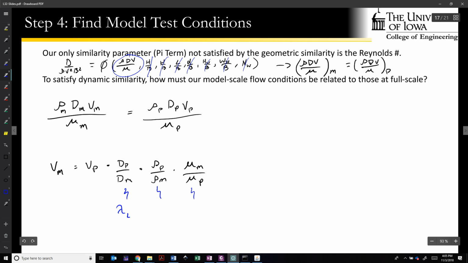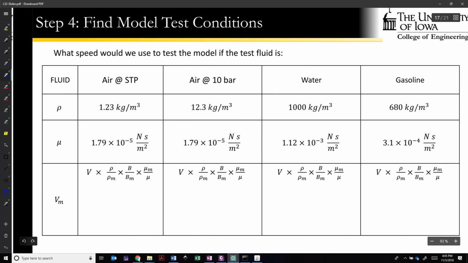And then these two are together, dictated by the choice of fluid used in the experiment. Great, so we need to pick a fluid, and then we'll be able to figure out what the velocity of our model test needs to be in order to accurately reproduce the full-scale phenomena.